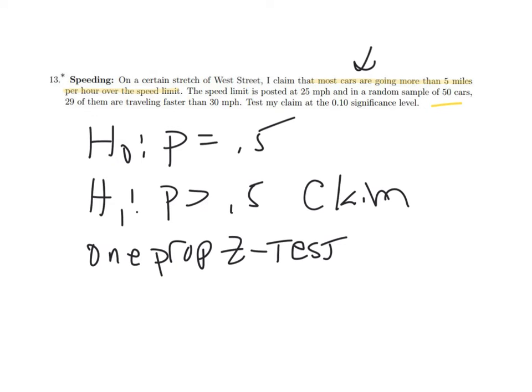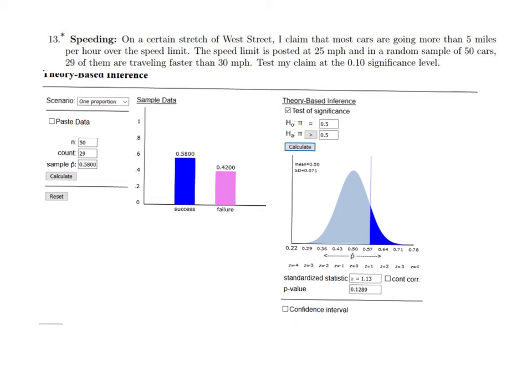Or we can also just use that David Lane applet. Not David Lane, I mean the Rossman Chance applet. And I'm going to go grab that and bring that in for you. Okay, so I went out to that Rossman Chance applet, and some things I want to make sure you see is I had to change this to one proportion. I had to do the drop down to one proportion. I had to type in the 29. See, because they had a sample of 50 cars, 29 of them were going faster than the limit.